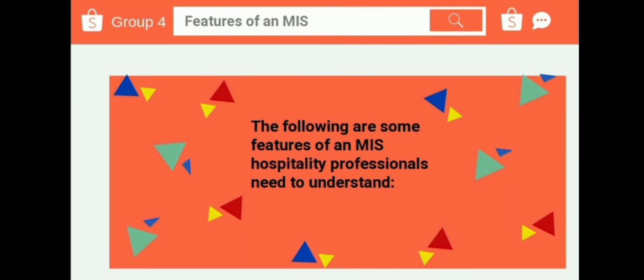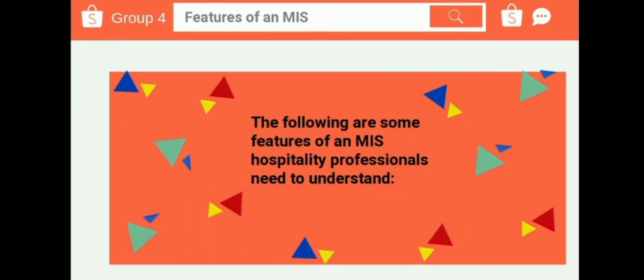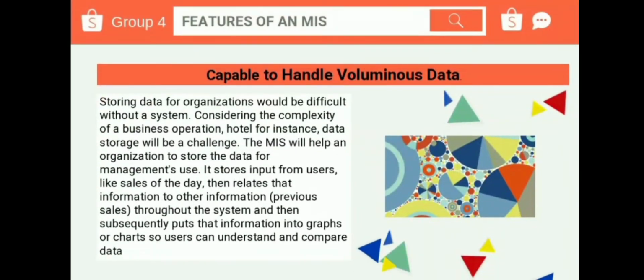The following are some features of an MIS hospitality professionals need to understand. Capable to handle voluminous data. Storing data for an organization would be difficult without the system. Considering the complexity of a business operation, a hotel for instance, data storage will be a challenge. The MIS will help an organization to store the data for management use.